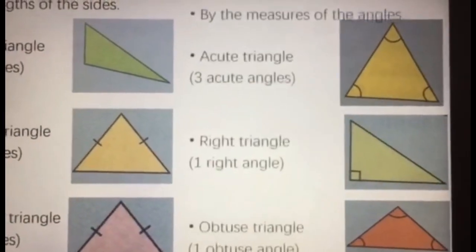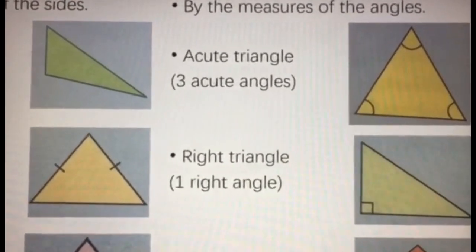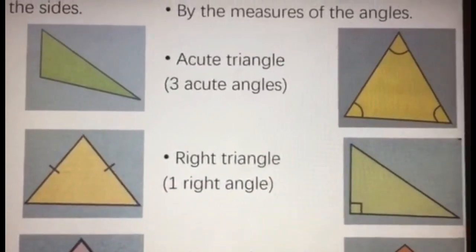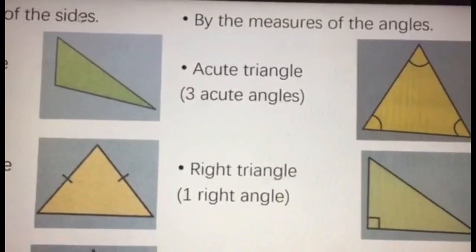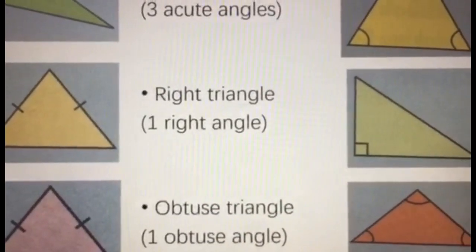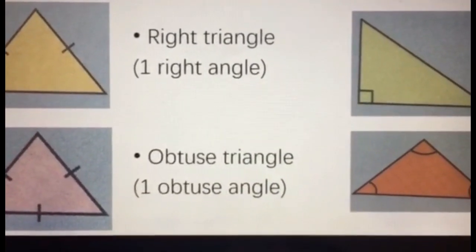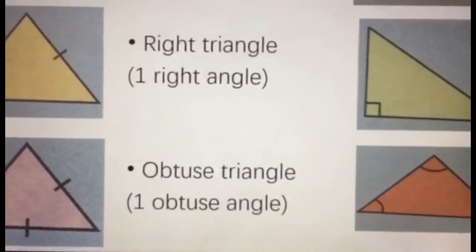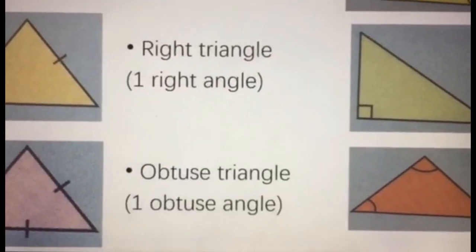And if we classify by the measures of the angles, we know there are acute triangles with all three angles being acute angles, right triangles with one right angle, and obtuse triangles with one obtuse angle. An obtuse angle is an angle that is greater than a 90-degree angle.